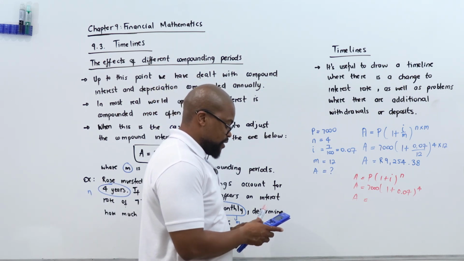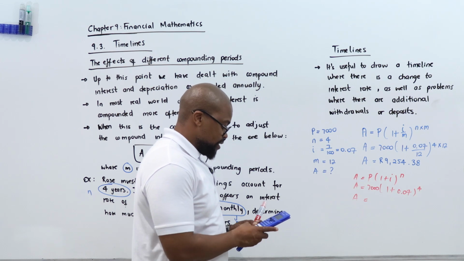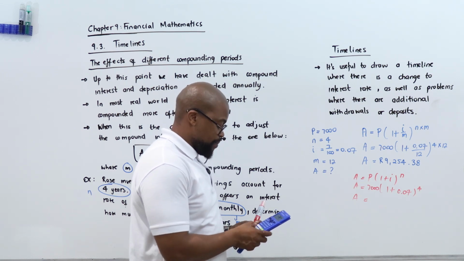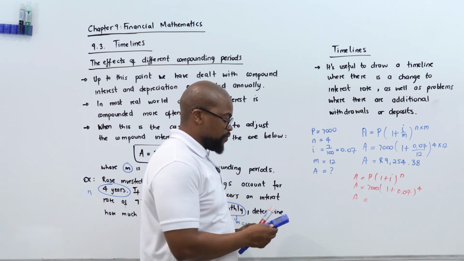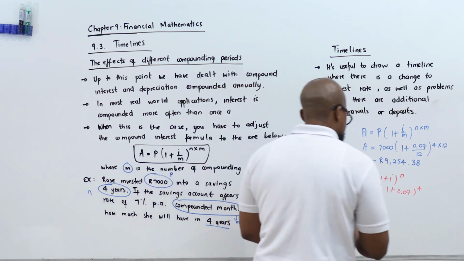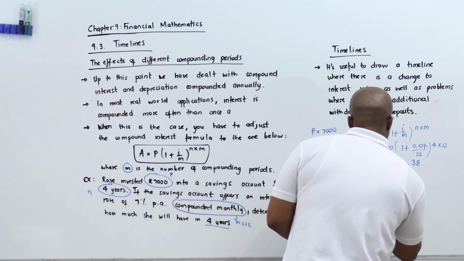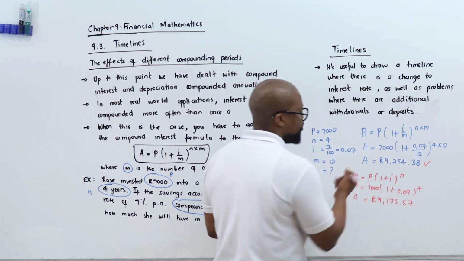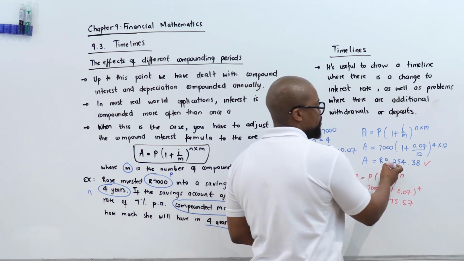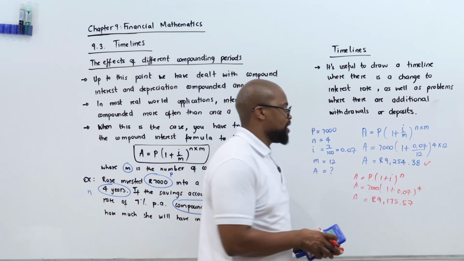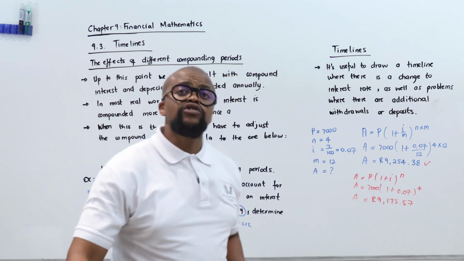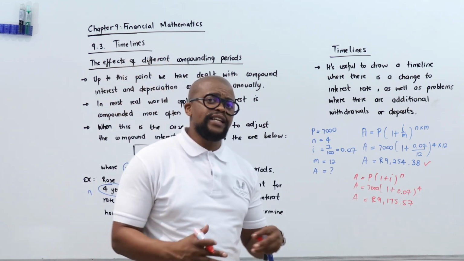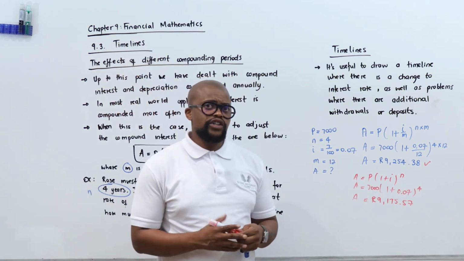So we have 7,000 in bracket 1 plus 7% and raise that to the power of 4. So that gives us an amount of $9,175.57. Clearly, you can see that when we compound more, our accumulated value is going to be bigger than when we compound less. So, yeah, it's very important to understand the frequency of compounding because it really does change the accumulated value that you should get, right?